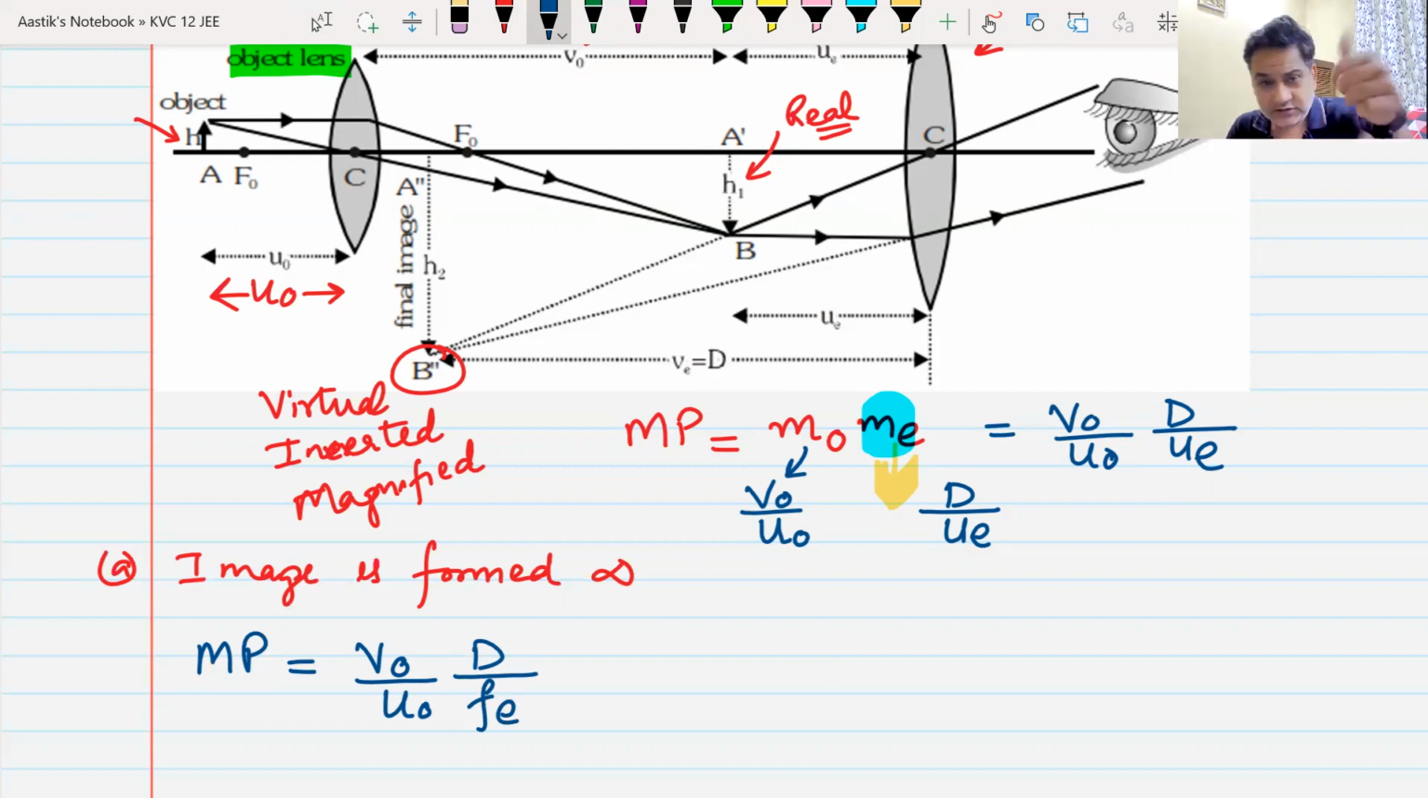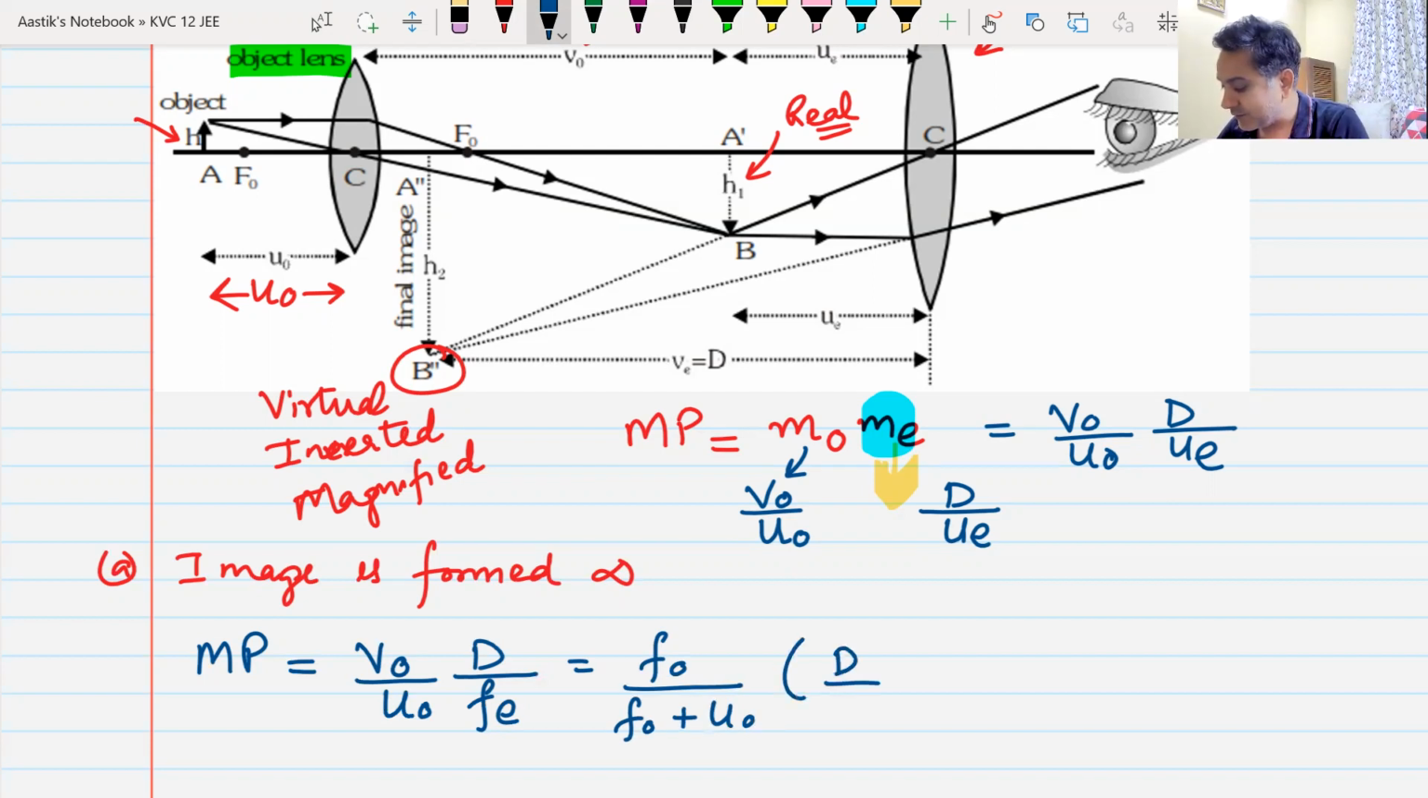Do we understand how I got this? Simple microscope, same, right? Only V naught by U naught is multiplied. Do we understand this? Yes or no? I can write this in a different way. V naught by U naught is the magnifying power of a simple lens. I can write it as FO divided by FO plus UO, magnifying power of the simple lens, into D by FE.